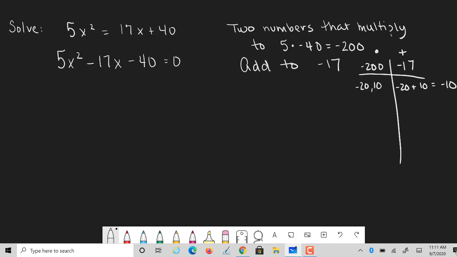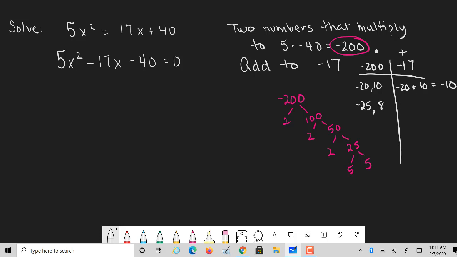I take this number right here, which is the negative 200, and I'm going to break it into prime factors. I'm going to ignore the negative sign for this. I'd have 2 and 100, 2 times 50, 2 times 25, and that's 5 times 5. Now that I see all the factors, it's easier for me to come up with some things to try. So the first thing I'm going to try is negative 25 and 8.